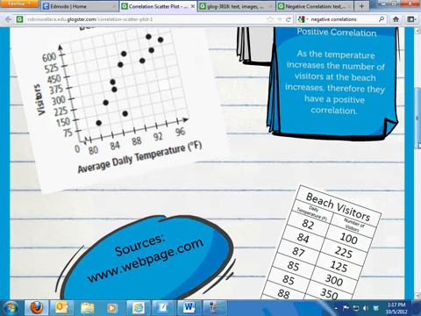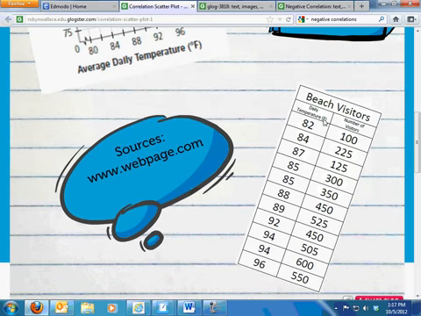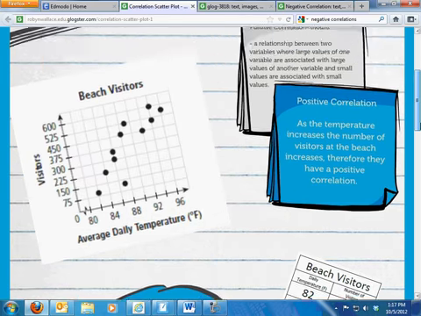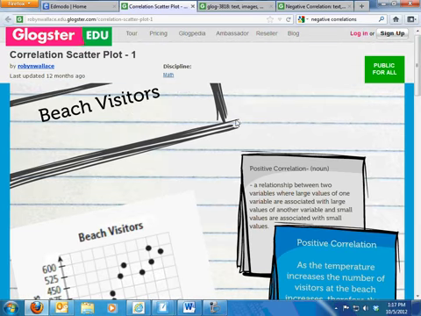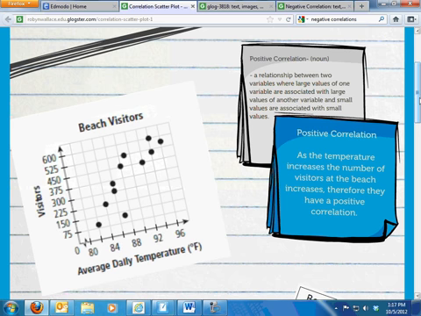So notice here on my Glogster, I have a table with all the temperatures and the number of visitors that were there. I would cite my sources. Now, this didn't come from a website, but if you did get the data from a website, you would want to source that. And then I have my graph, and I have some statements here and a title for my Glogster. So that's positive correlation. As one variable goes up, so does the other.